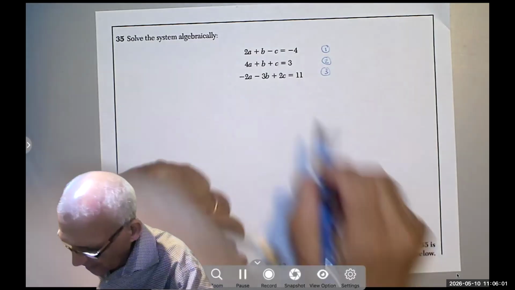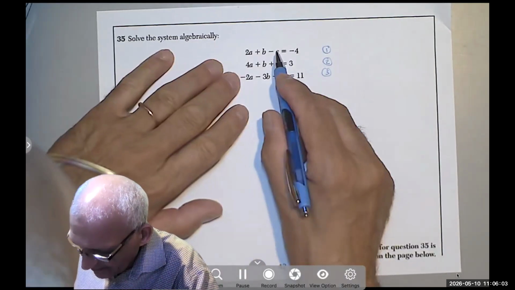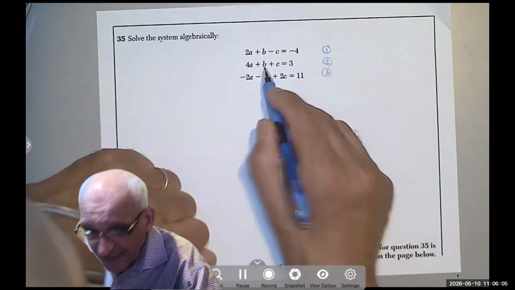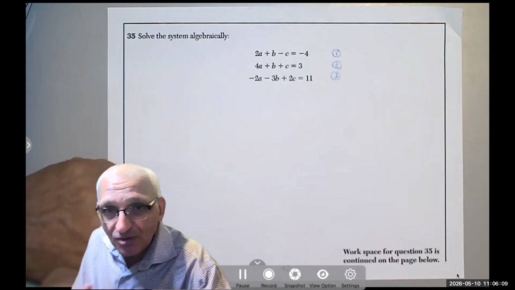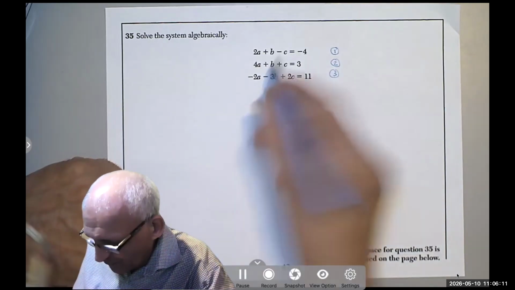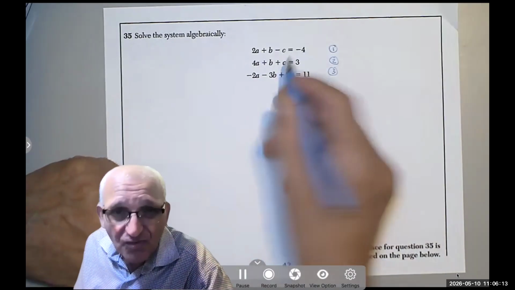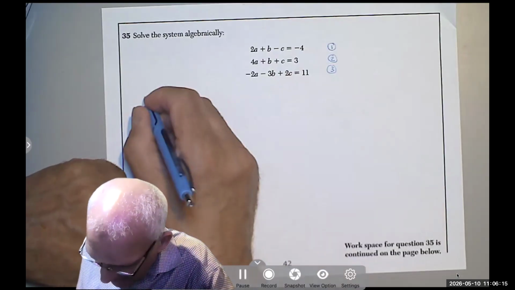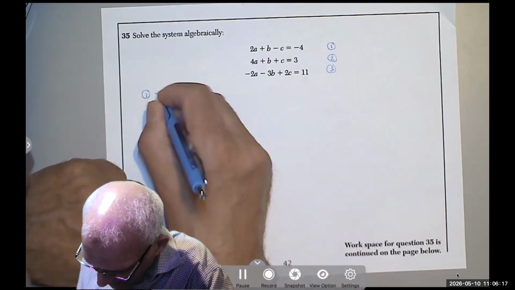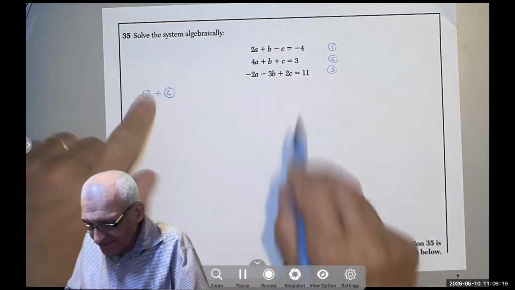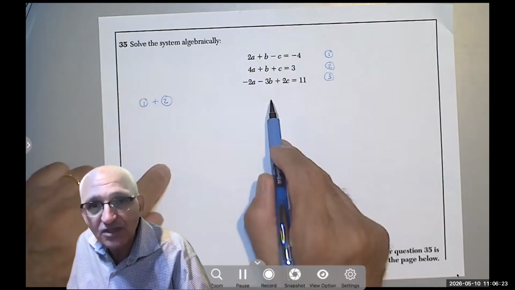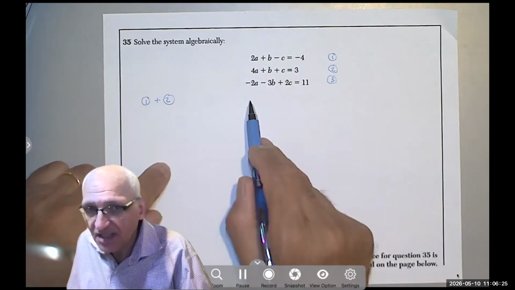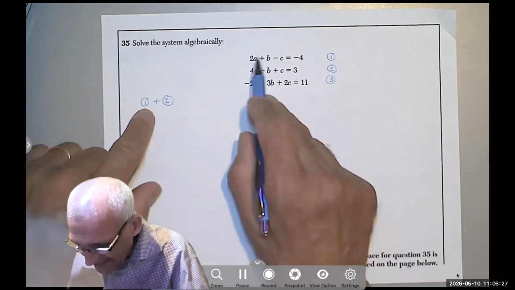Okay, so I can see negative c and positive c, or b and b, so I can get rid of the b or the c easily. The way I'm going to do it, for example, I want to get rid of the c, since one is already positive and the other is negative. I'm going to say equation 1 plus equation 2. So I'm telling myself and the grader what I'm doing, where the numbers that will show up here, or where the equation came from. I'm adding these 2 equations.